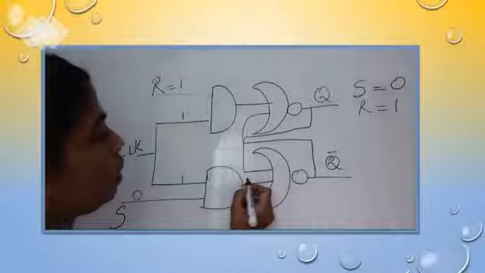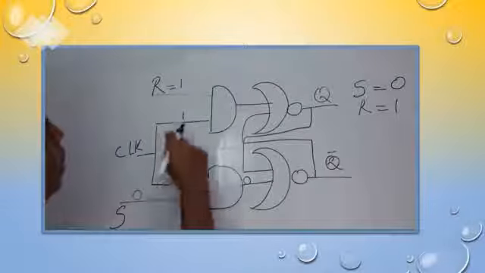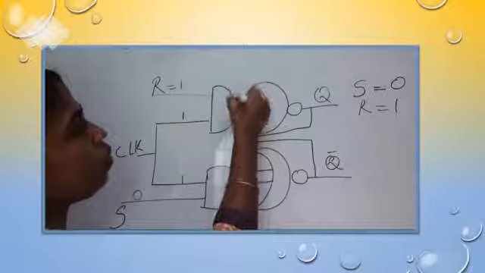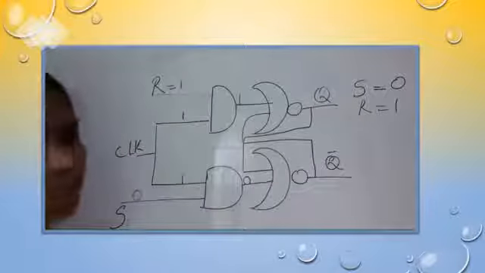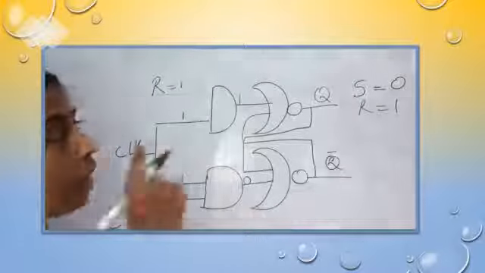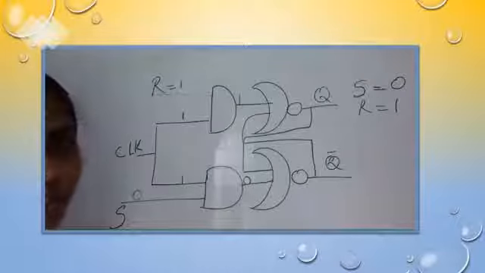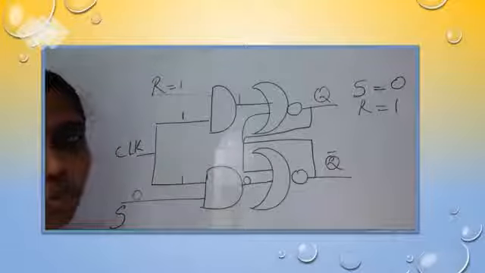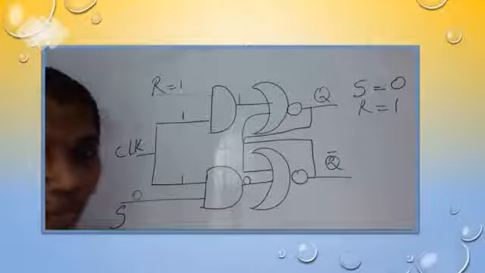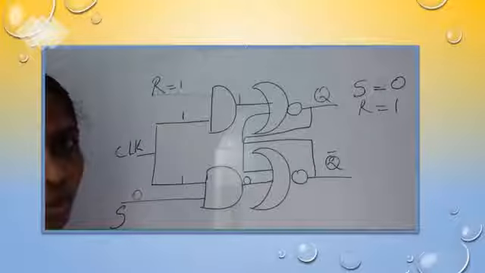So definitely its output is 0. Then here, both the inputs are 1, so the output is 1. Then, in the case of a NOR gate, if any of the inputs is 1, the output is 0. Otherwise, its output is 1. If any of the inputs is 1, the output is 0. Otherwise, it is 1. Clear?